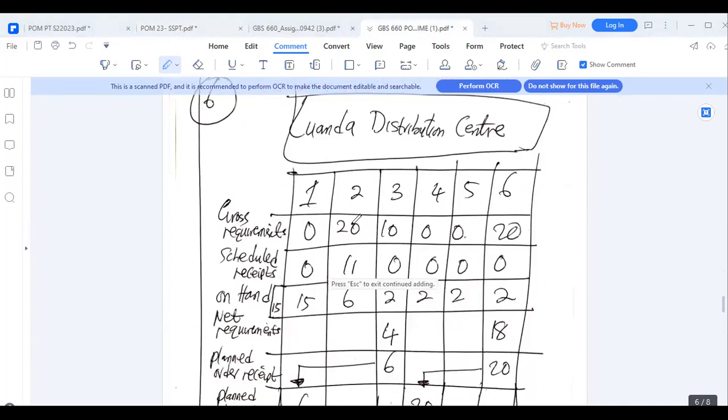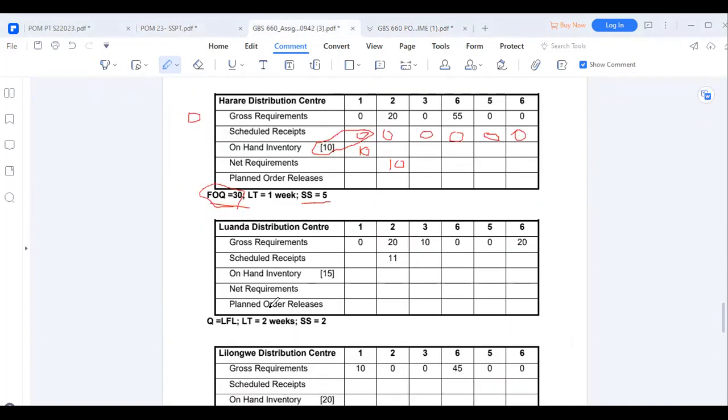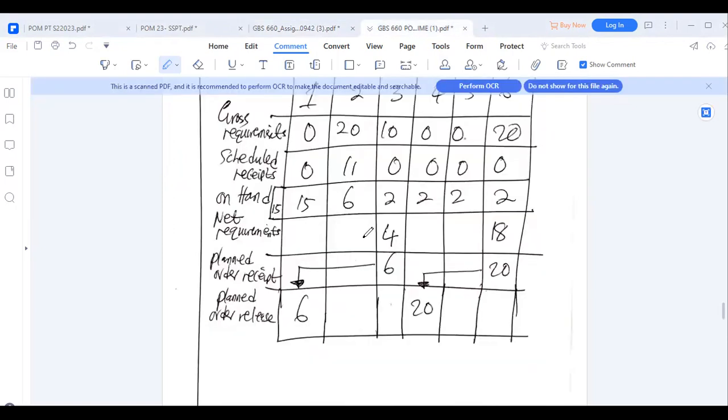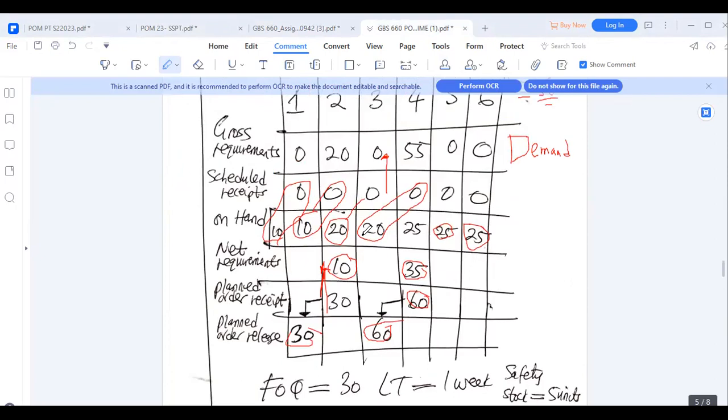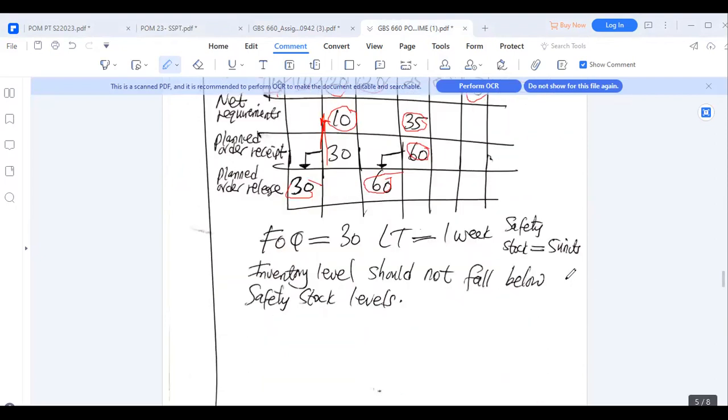What are we using for Rwanda? Rwanda, we are using what? We are using our lot for lot. So lot for lot simply means order net requirements. Safety stock is 2. It means inventory should not fall below the safety stock. Even in the first attempt that we have looked at here, in the first one, inventory was not supposed to fall below 5. That's why they said safety stock is what?